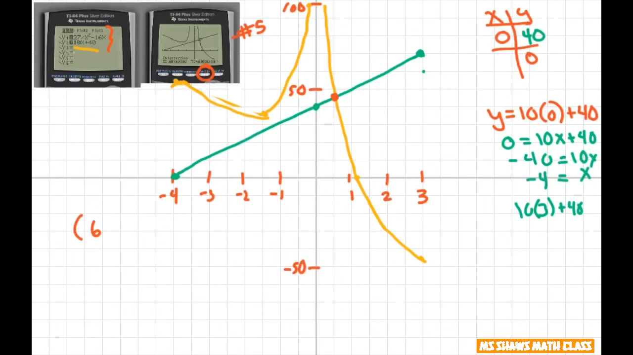The intersection is going to be at 0.684, comma, 46.8.